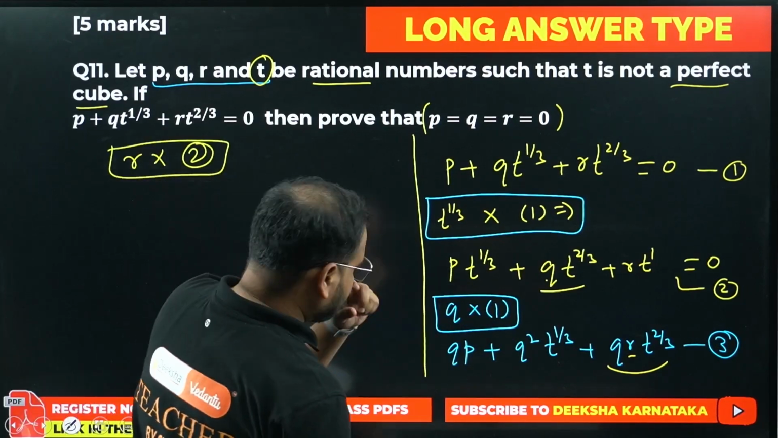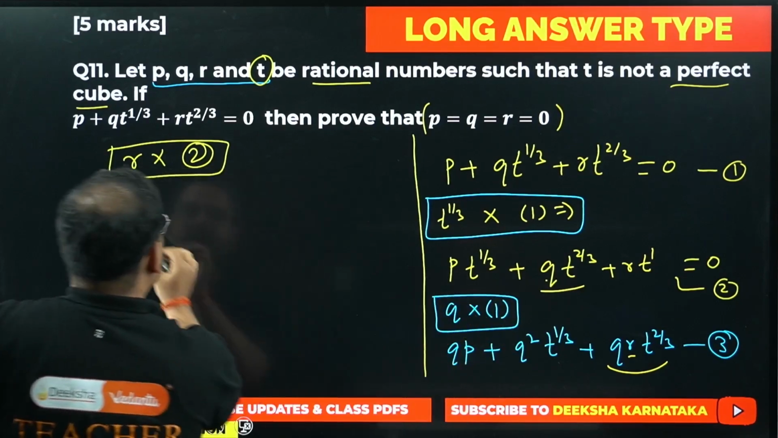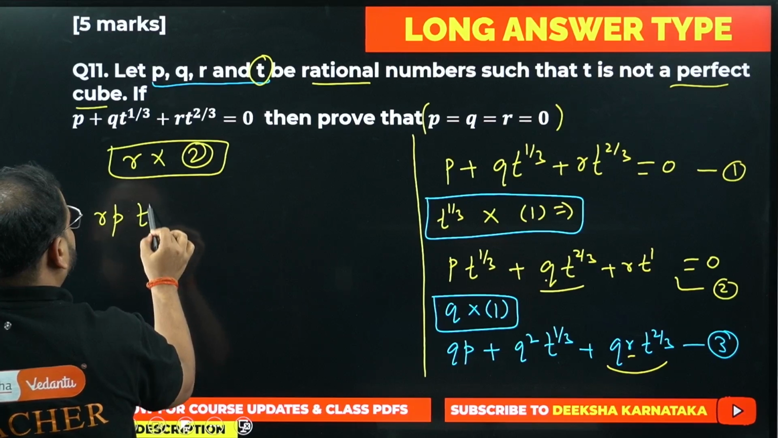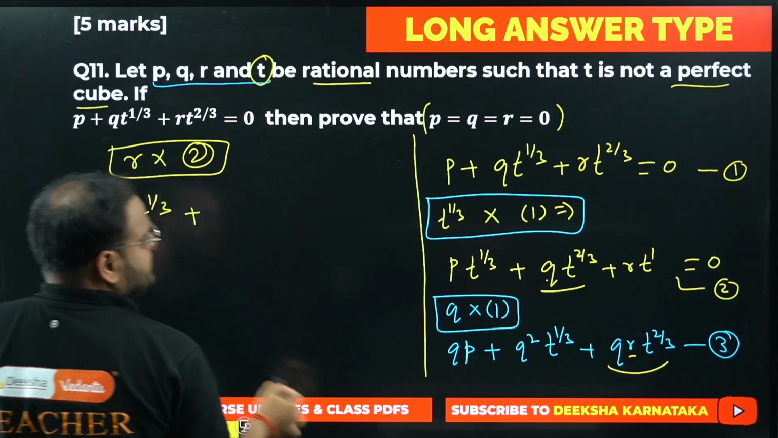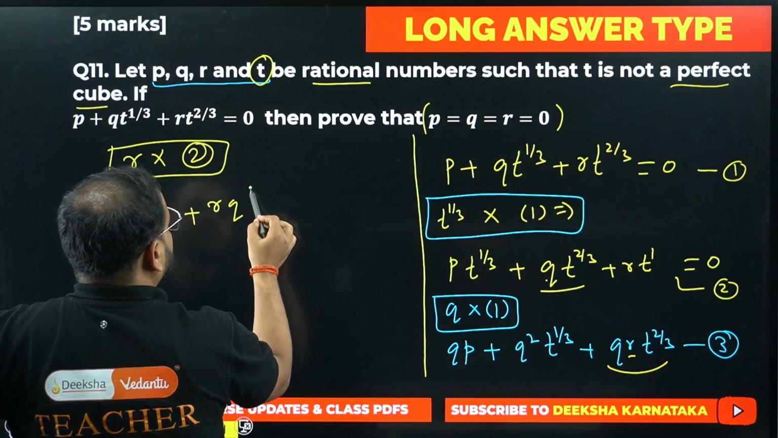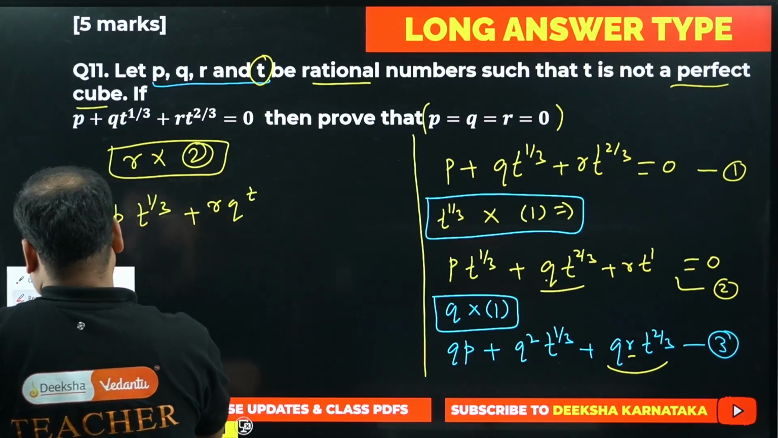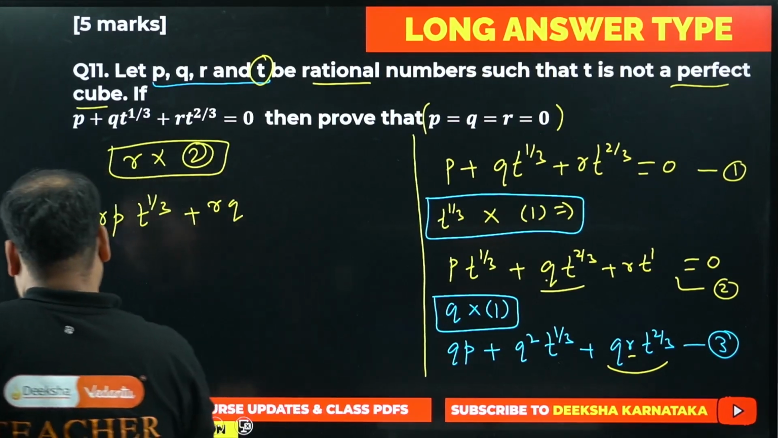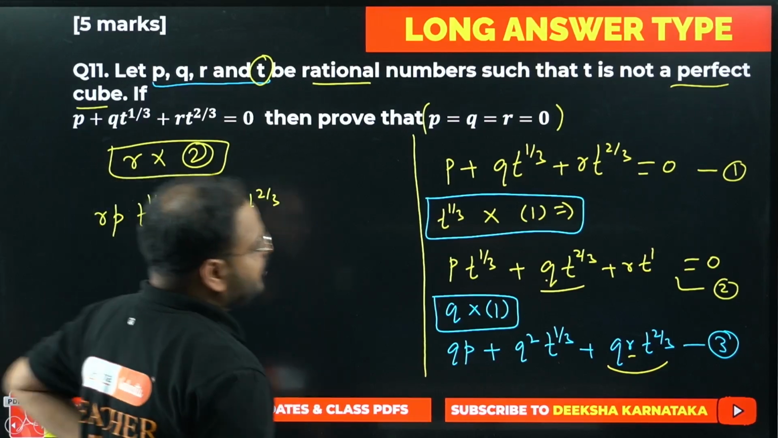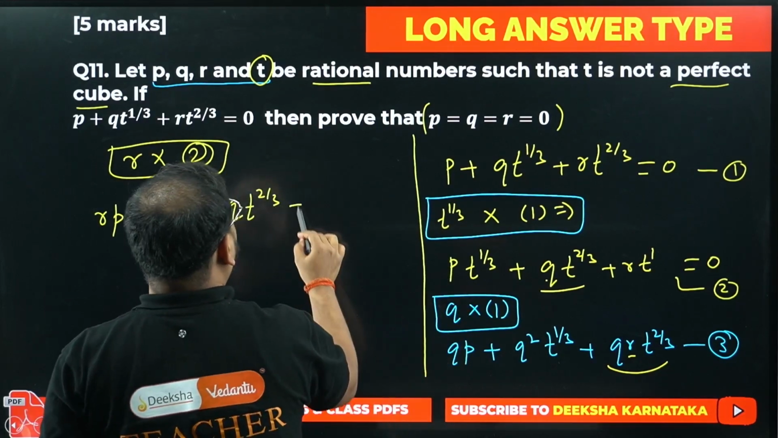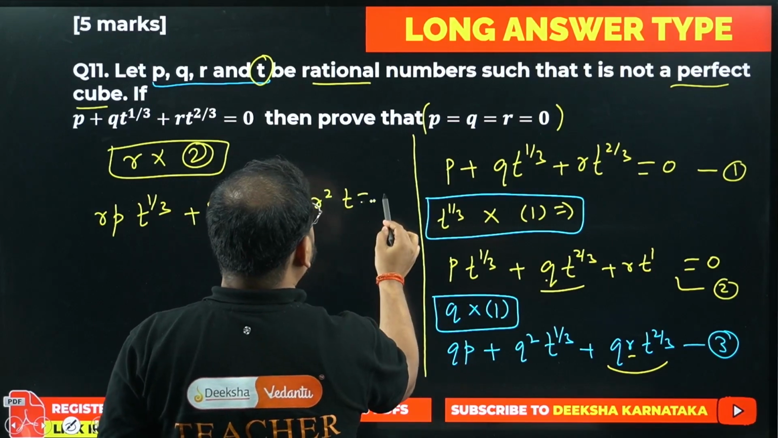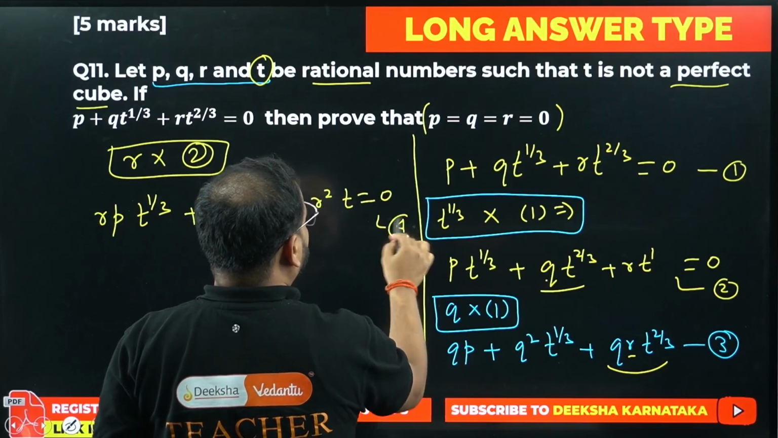If I do that, what I'm going to get, tell me. So I'll get RP T power 1 by 3 plus R cube T power... Okay, 2 power 3 plus R square T equals 0, and this will become my equation number 4.